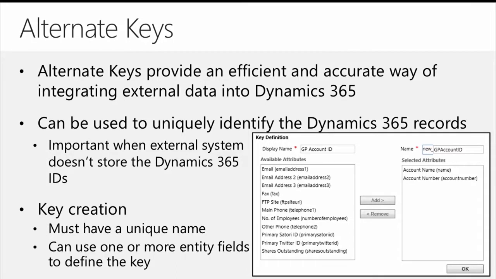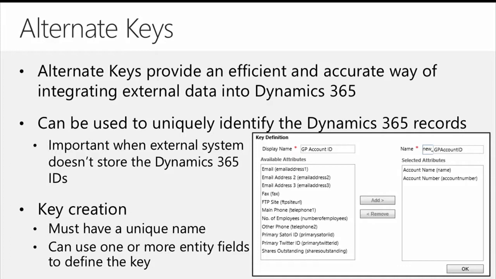So what I can do inside Dynamics 365 is I can create an alternate key called GP account ID, and then I can go in and I can say that GP account ID uses these 3 items. It uses account name, it uses account number, and email address. And the combination of those 3 records is what's ultimately going to define that as a unique record inside the application. And so now I could use that for some of my upsert operations and integration with other applications.